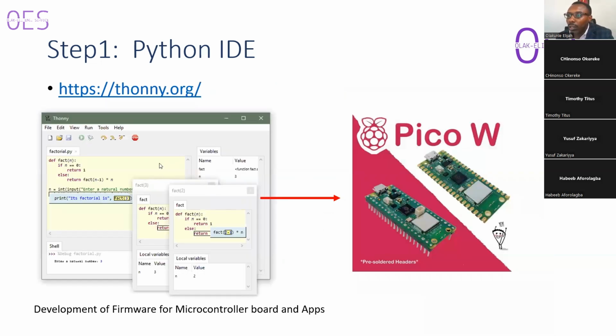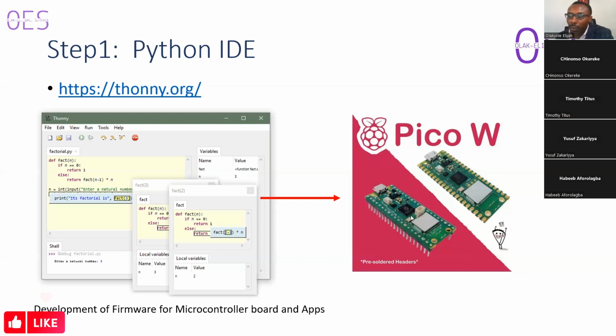Another software I will encourage you to install is the Python IDE Thonny, which you can get from thonny.org. What I use this IDE for is to program my Raspberry Pi Pico W. Again, it's very simple to use. There are a lot of tutorials online that can help you get started with it. This particular software can be used to develop the firmware for your microcontroller.